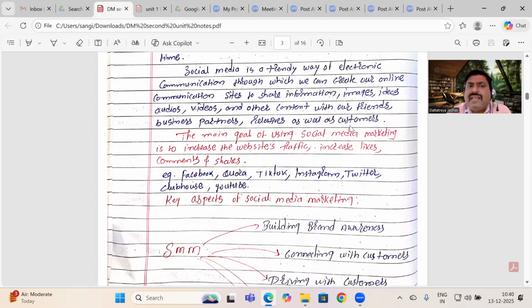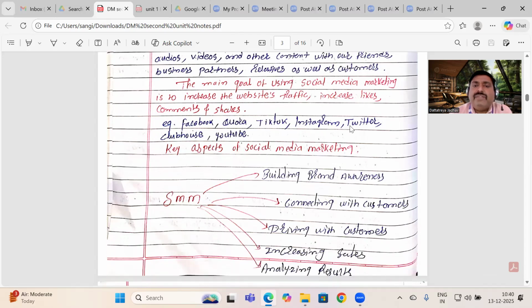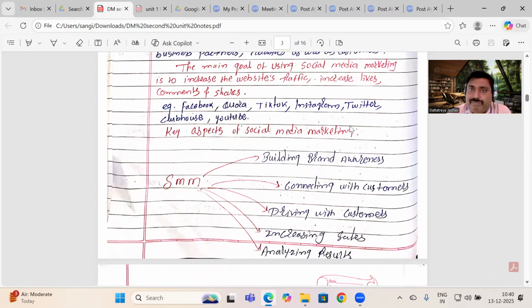We can take examples like Facebook, TikTok, Instagram, Twitter. There are a number of YouTube options for social media that are easily available, and most of the time they are free, and we can easily promote our product, right? So considering this parameter, there is one that will be considered, that is SMM, social media marketing. First, building brand awareness. They use it to build your brand and make customers aware of your product.